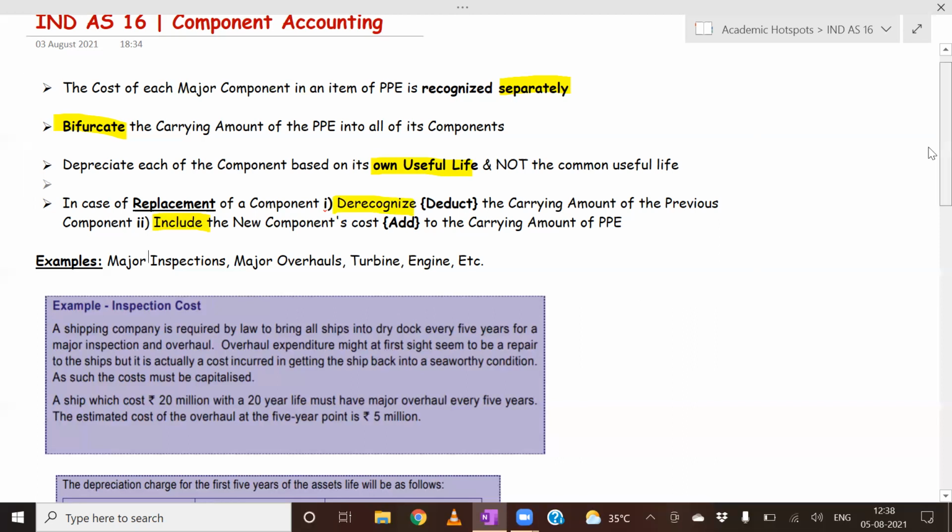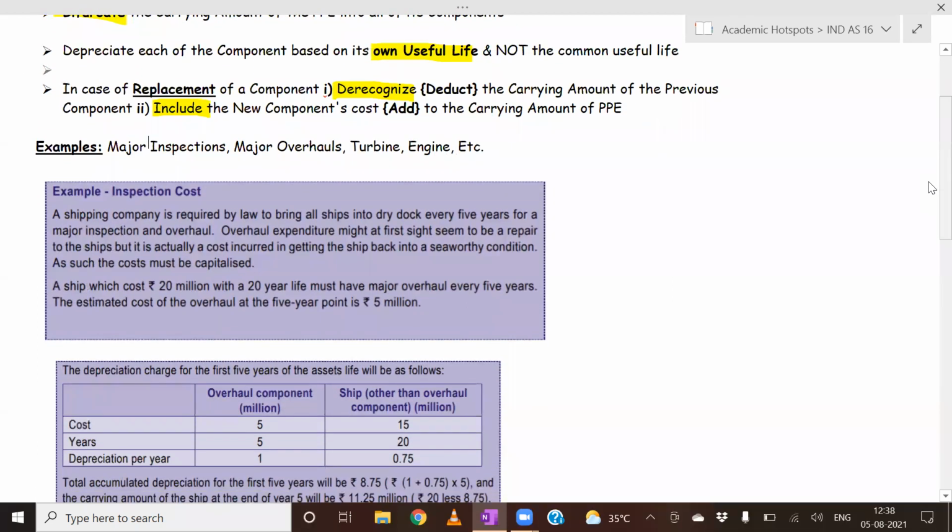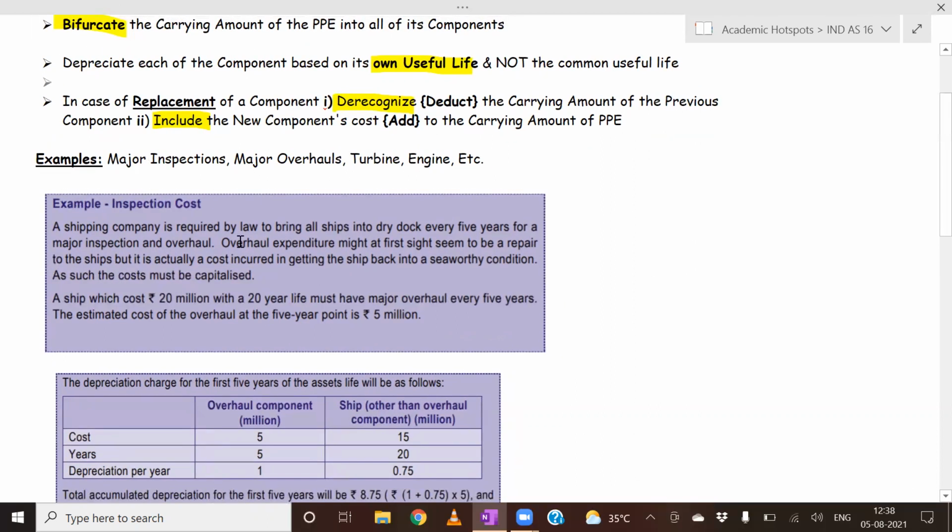So let's look at this simple example about a shipping company which has to do a major overhaul once in 5 years in order to make the ship seaworthy each time. So here, as you can see, it eligibly qualifies for capitalization. Now it's been given that the ship's cost is 20 million and it has a 20-year useful life, and the major overhaul must be done once in 5 years. The estimated cost of the major overhaul is 5 million.